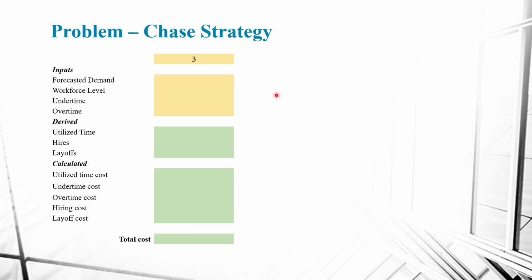For period 3, the forecasted demand is 50 workers. We set the workforce level at 50. There will be no undertime and no overtime. We will utilize the time of 50 workers. It means that we will hire 20 workers in time period 3 since we have 30 employees from time period 2, and there will be no layoffs in time period 3.